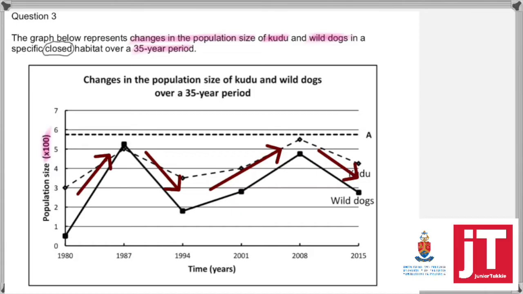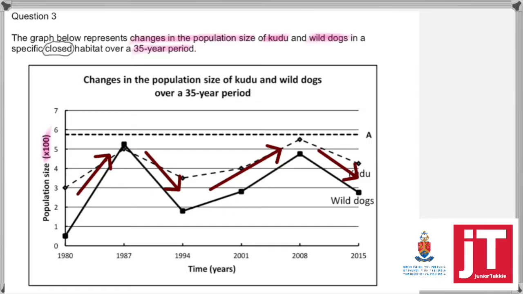The numbers increase together. We get to 1987, and we've got a decrease in the number of kudu and wild dogs as well. So we see the two graphs following each other's pattern as we move from 1980 to 2015. That's the duration of this experiment. Population size is measured in hundreds, so we see our scale from 1 to 7. Each one of those digits represents 100 in the population.